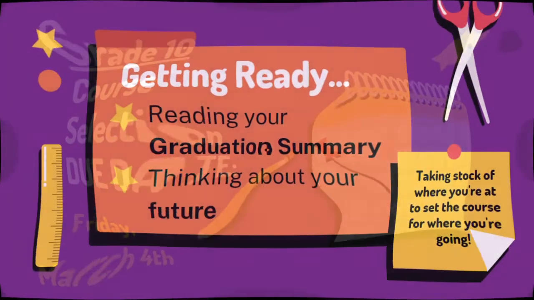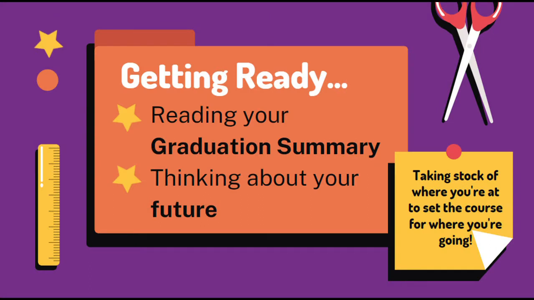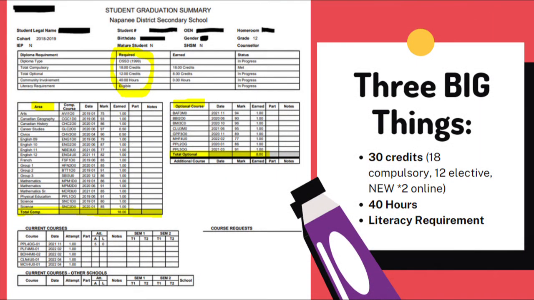Let's start by reviewing what's required for high school graduation in Ontario and how to use your personal graduation summary and your future goals to help you plan. Your graduation summary, a sample of which is seen here, is a very important document to understand. This is where we track all of your progress towards graduation. So it's really important anytime you're given the opportunity to have a careful look at it. We don't like any surprises on this document.